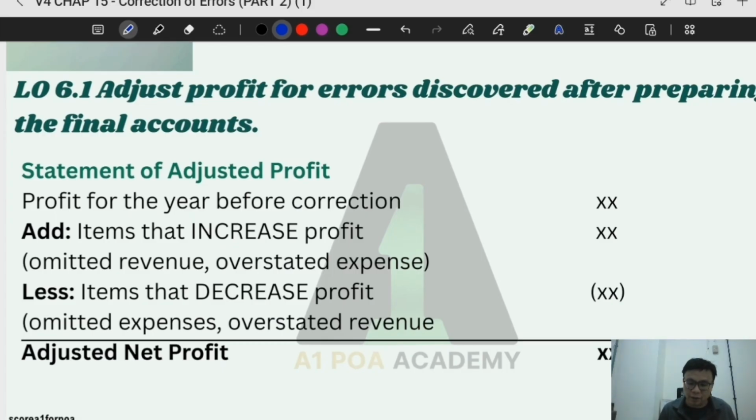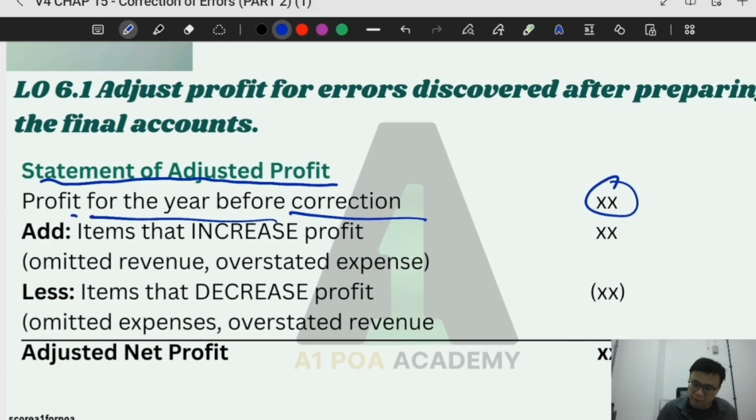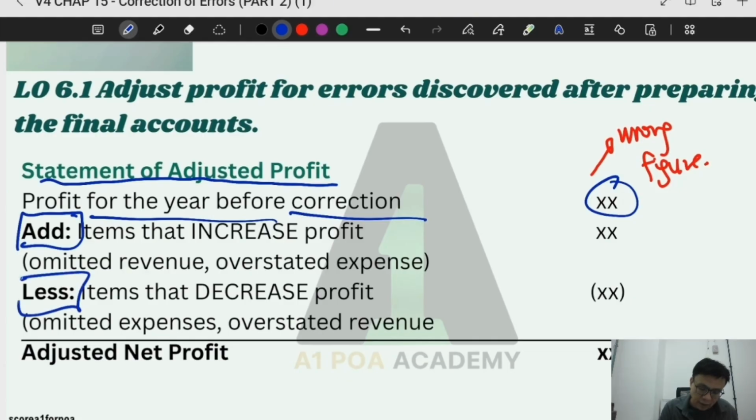Over here, adjust profit for errors discovered after preparing the financial statement, assuming that you have closed the books of account and you realize that there's an error. So over here, statement of adjusted profit. You start with the profit for the year before correction, meaning that this is the wrong figure or the wrong value, right? And therefore, for you to do the adjustment, you add and you less. So what are the things that you add and what are the things that you less? Let us now take a look.